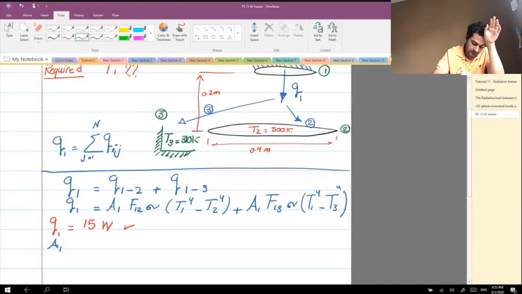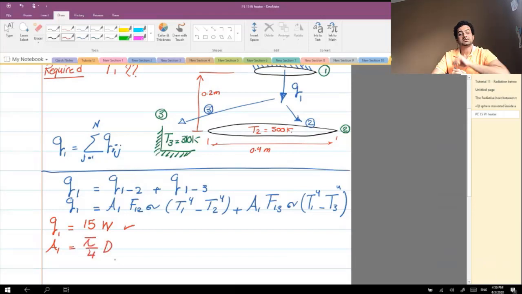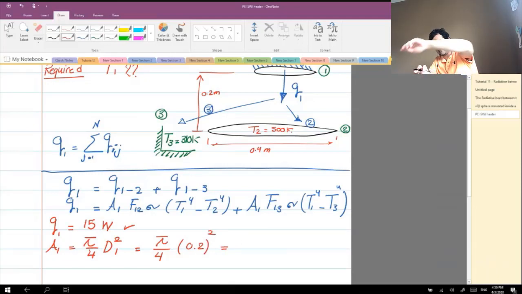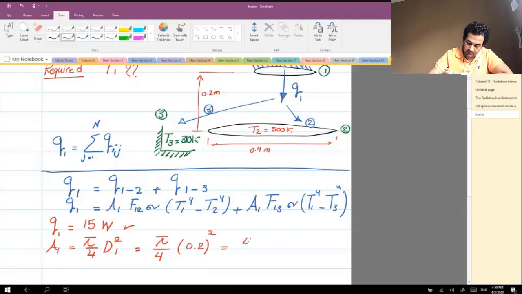And the area 1, sorry, and the area 1 is pi over 4 d1 squared. The diameter of surface 1 is 0.2 meter. That's going to give you area 1 as 4.142 multiplied by 10 to the negative 2 meters squared. And we know sigma is 5.67 multiplied by 10 to the negative 8.